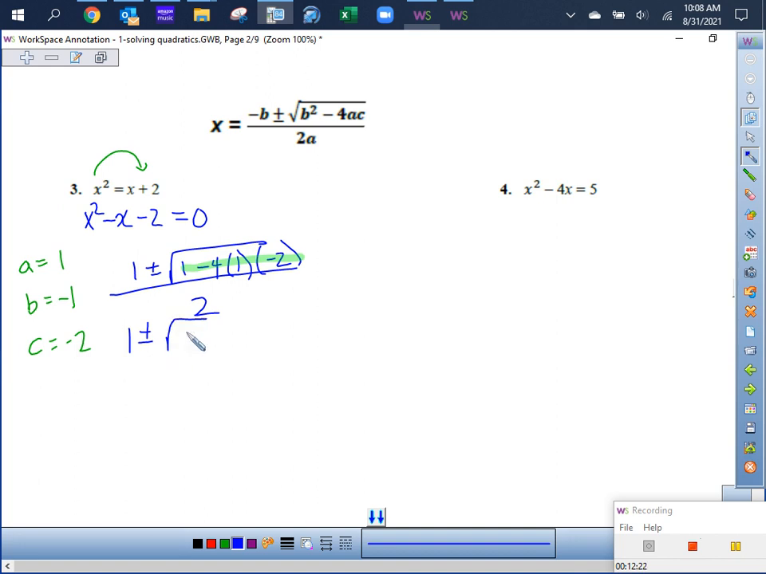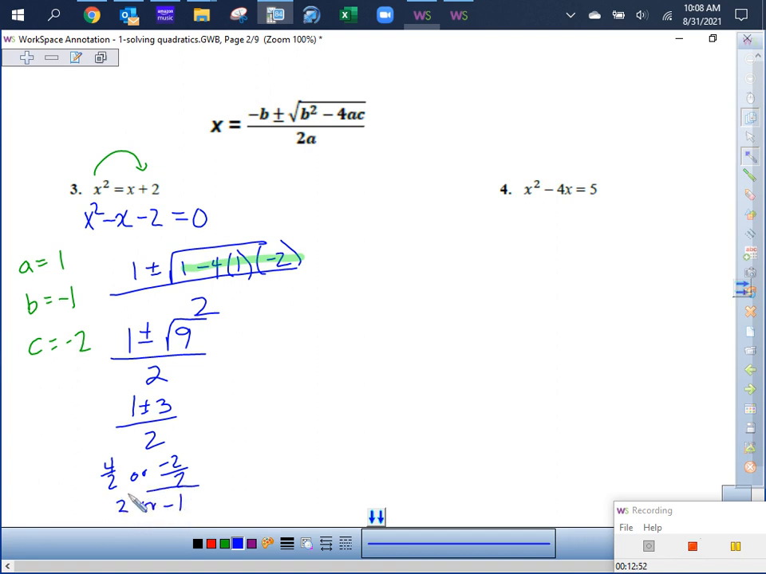Could we factor this if we wanted to? You can only factor them if the discriminant is a perfect square. Could we have factored this? Yes. So 1 plus or minus the square root of 9 over 2. See if you can get to your 2 answers. 1 plus 3 is 4, over 2. 1 minus 3 is -2, over 2. 2 or -1 is what I got.